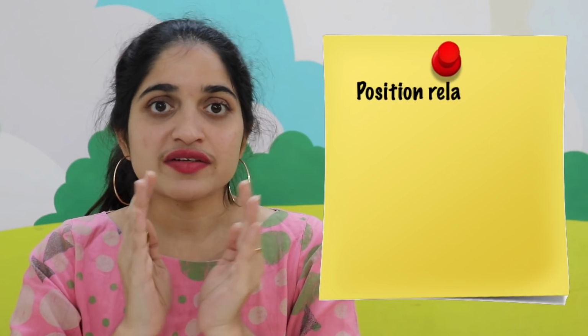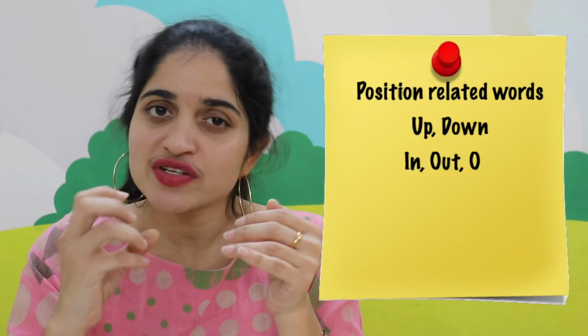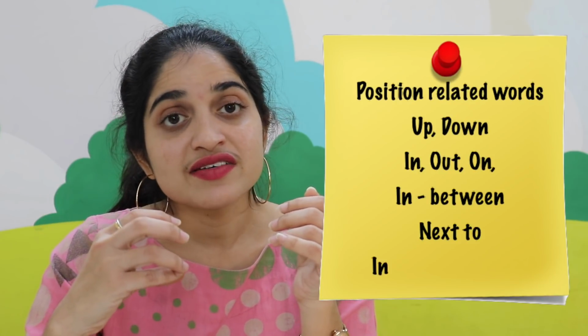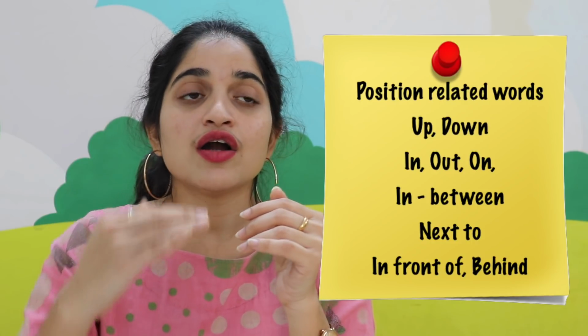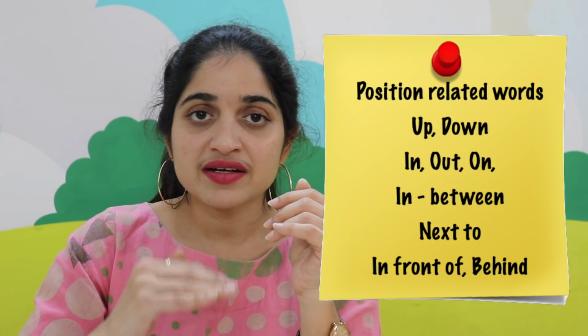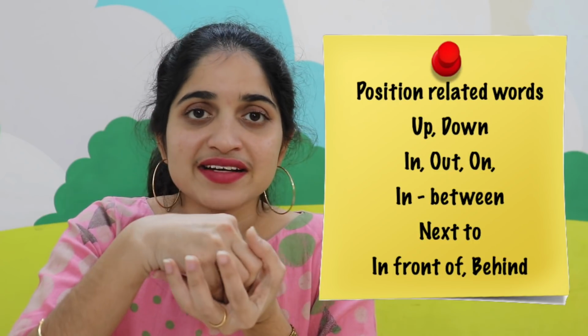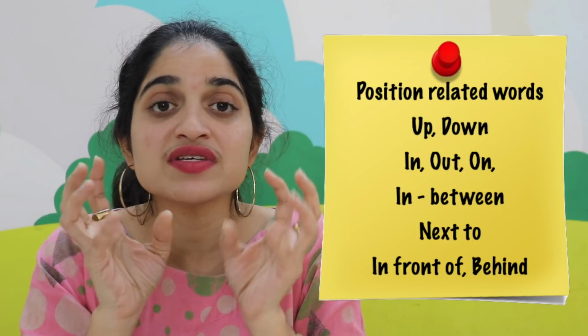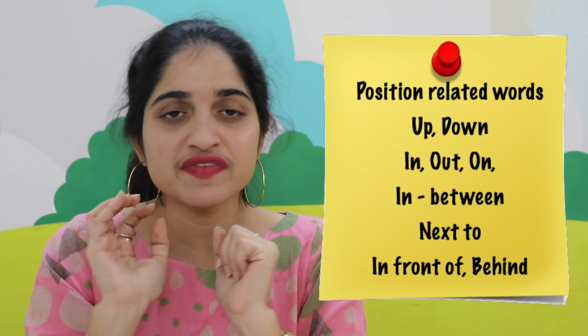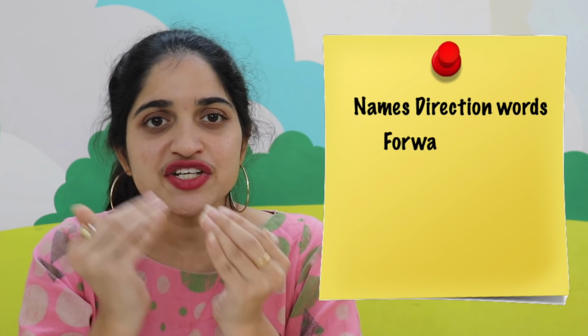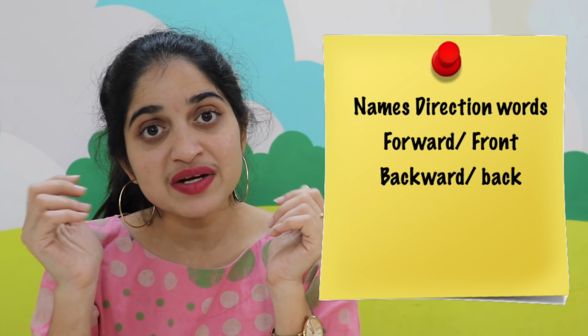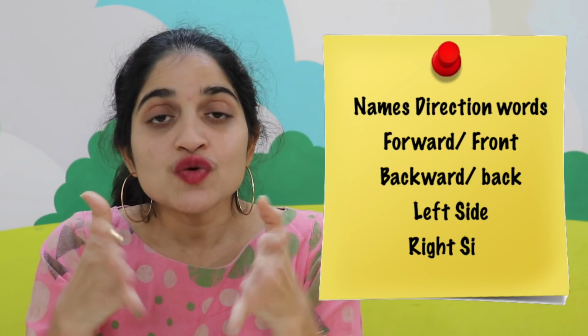So the child should respond and use position related words. Position related words are like on top of, under, next to, in between, beside, inside, outside. So these are the position words which describe the position of an object. And next are the direction words. Direction words are nothing but the words which show us the direction.